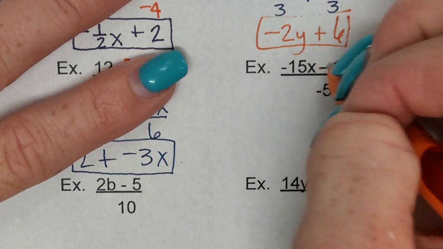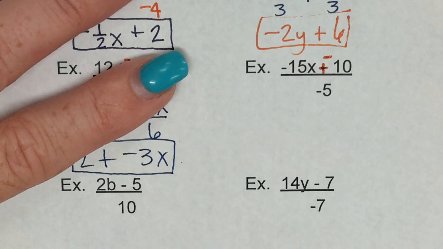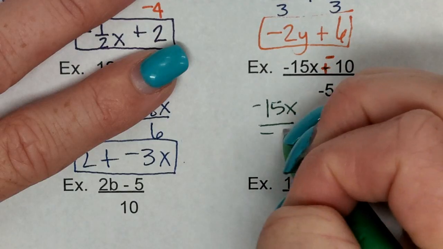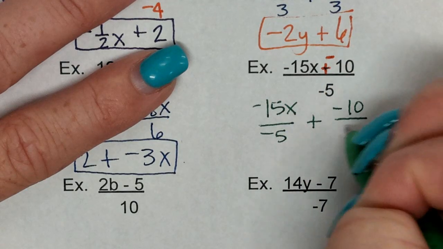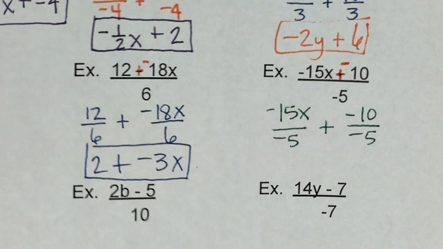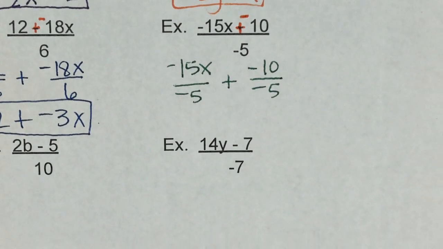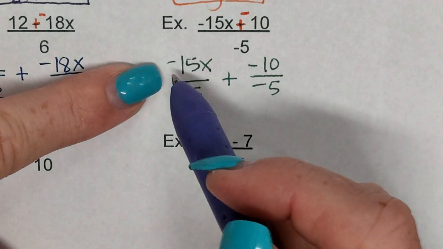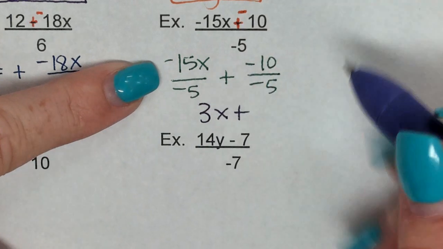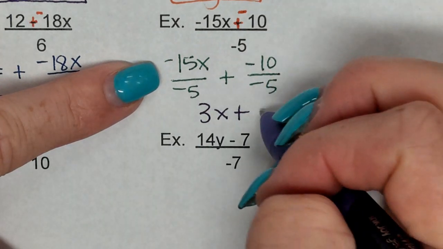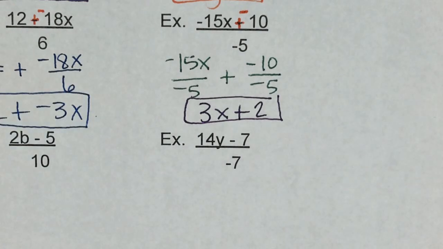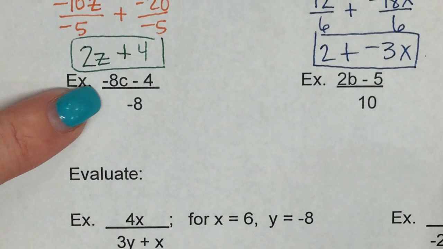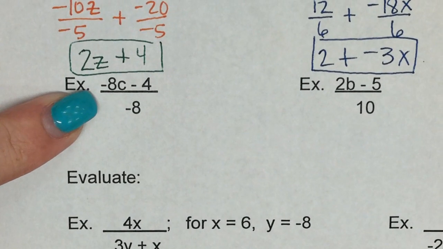Change. So I have negative 15x over negative 5 plus negative 10 over negative 5. These are both going to give me whole numbers. Negative 15 over negative 5 is positive, so I have 3x, plus negative 10 over negative 5 is 2. All right, let's do this one. What's the first thing I'm going to do? Change.